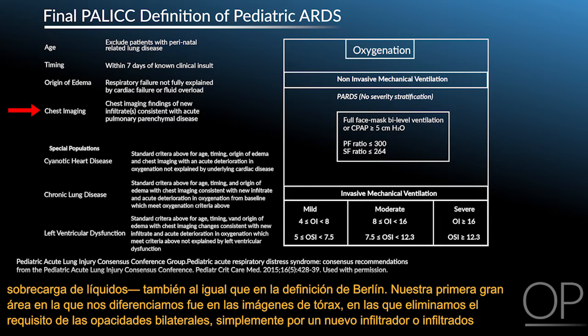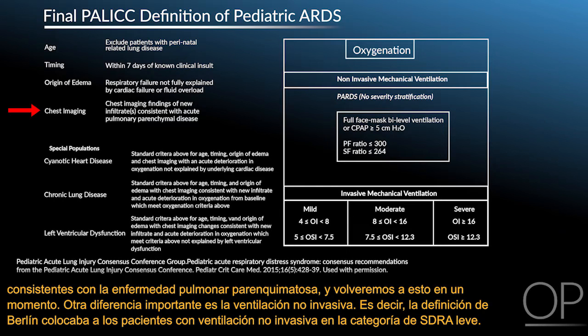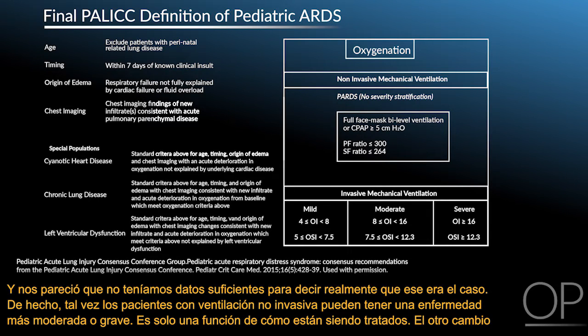The chest imaging was our first major area of departure, in that we got rid of the requirement for bilateral opacities, simply saying a new infiltrate or infiltrates consistent with pulmonary parenchymal disease, and we'll come back to this in a little bit. Another major difference is the non-invasive ventilation. So the Berlin definition would put patients on non-invasive ventilation into the mild ARDS category. And we felt that we had insufficient data to really say that was the case. In fact, maybe the patients on non-invasive ventilation may have more moderate or severe disease. It's just a function of how they're being managed.